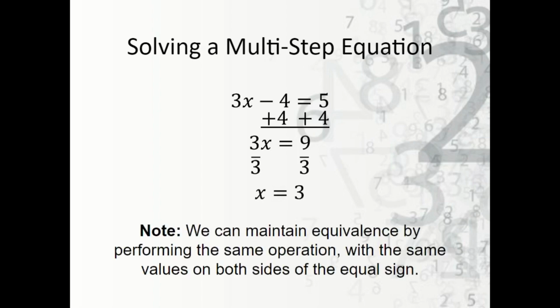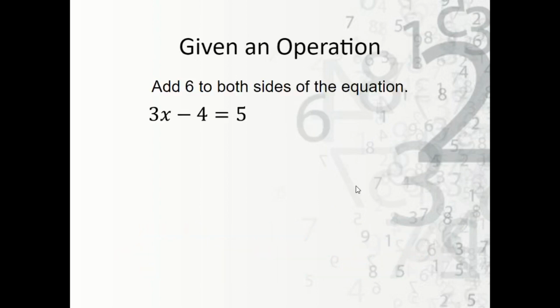So to make sure that we maintain balance, we perform the same operation with the same values on both sides of the equal sign. Okay, easy enough. Now what if I told you to do something different? What if I said add 6 to both sides? That doesn't change anything, right?